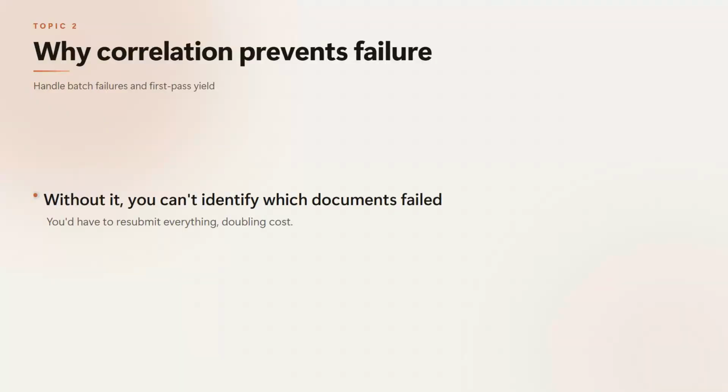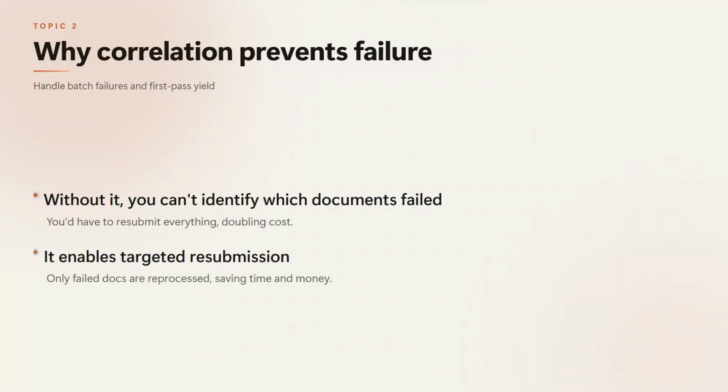Without custom ID correlation, a batch failure becomes a blind guess. You don't know which of the 100 documents caused the errors, so your only option is to resubmit the entire batch, paying twice, waiting another full processing cycle, and still risking the same failures. In production, that means blown SLAs, wasted compute, and a process that doesn't scale. With correlation, you surgically remove the failures, fix them, and resubmit only what's necessary. That's the difference between a brittle pipeline and a resilient one.